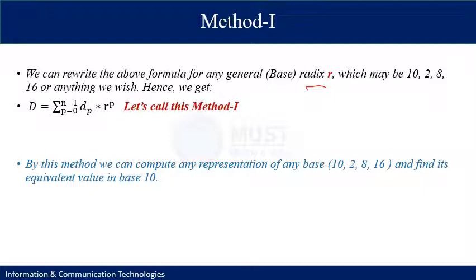Therefore we get a similar formula to represent the number, and again we have locations 0 to n minus 1, and we have the digit d_p, meaning the digit at location p, multiplied by the power of the base r raised to p. So let's call this method 1. By this method we can compute any representation of any base and find its equivalent in base 10.